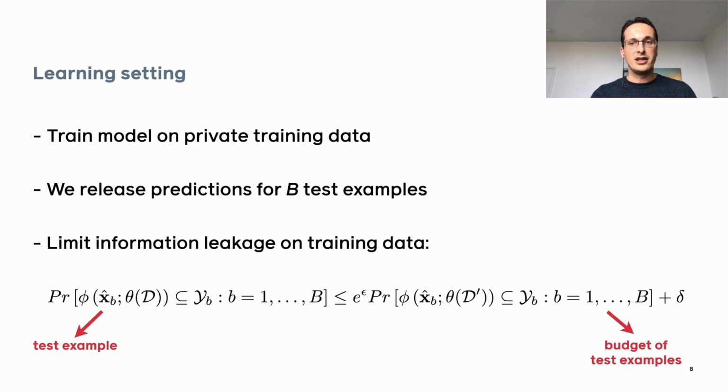And so what we're limiting is the difference in probability, the difference in distribution over predictions made by our model phi for all the test examples, right? And the way we limit the difference in these output distributions is the same as in the standard differential privacy definition, namely through a privacy loss epsilon and a privacy failure probability delta.